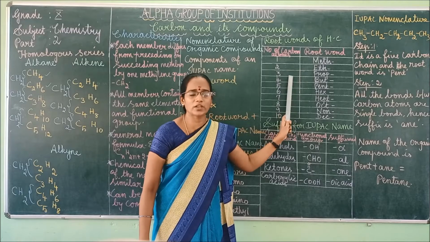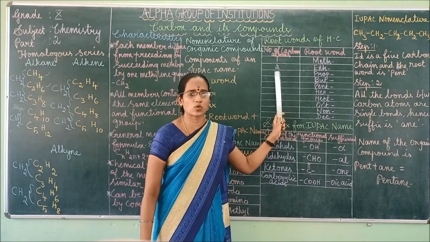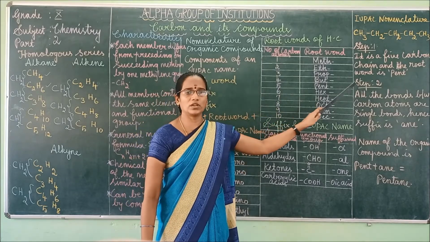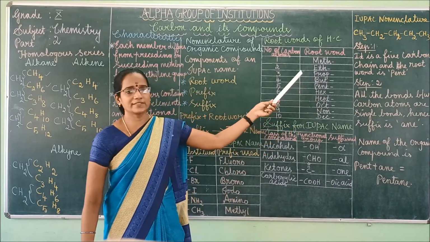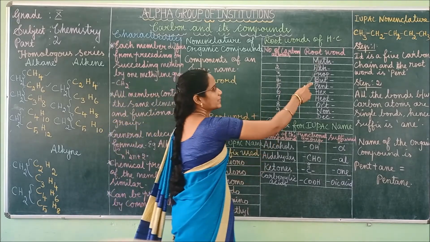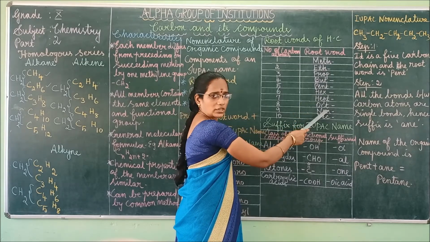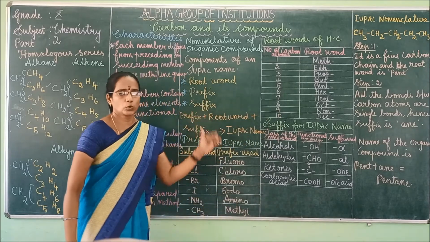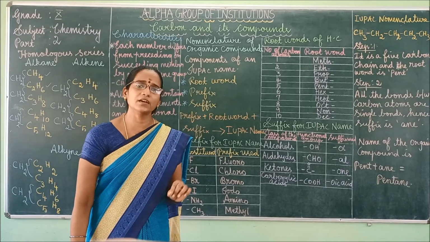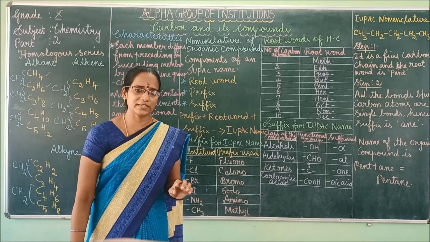These are very important. Without knowing this tabular column, you cannot name the organic compound, so you should learn all of this. Along with the number of carbon atoms, you have to learn the root word for each: met, eth, prop, but, pent, hex, hept, oct, non, dec. The root word tells the number of carbon atoms present in the parent chain of the compound. Got it? Shall we move to the next one?